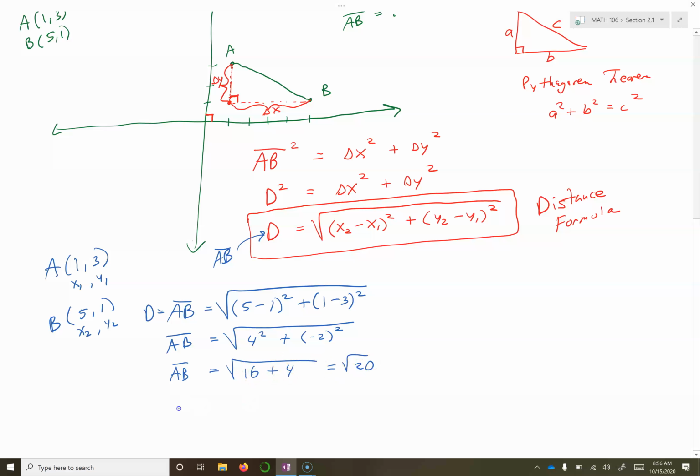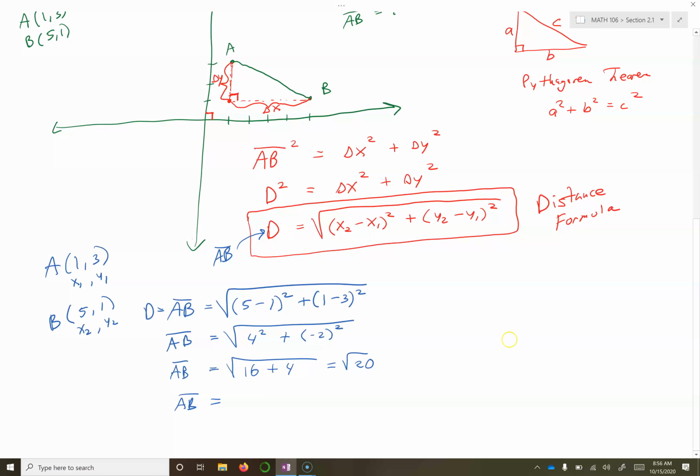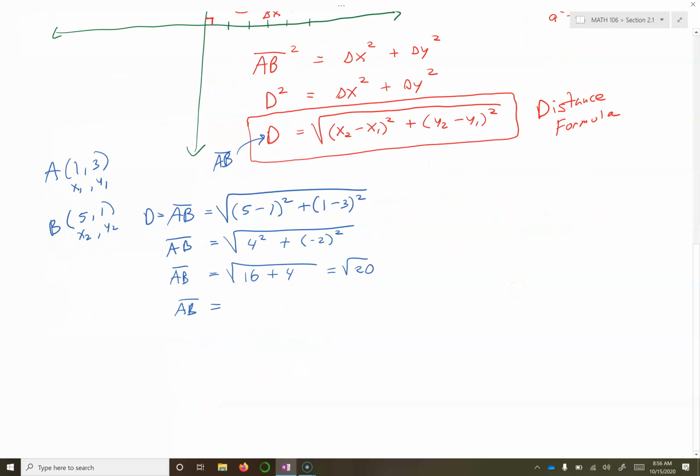So that distance AB is going to be the square root of 16 plus 4, which is the square root of 20. Now, part of the reason we had you working with square roots before is we do not want to leave the square root of 20. Can't that be broken down into the square root of 4 times the square root of 5? So then my final answer for the distance between those 2 points is 2 square root of 5.